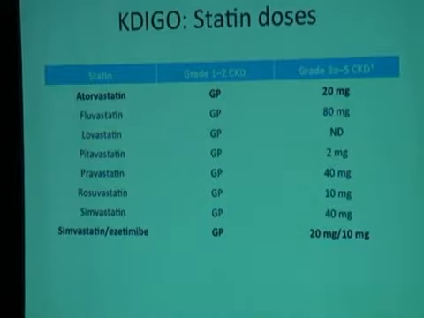In CKD grade 1 and 2, the usual dose can be given, whereas starting from grade 3 downwards, you have to reduce the dose. So these are the maximum doses that are allowed: atorvastatin 20 milligrams, fluvastatin 80 milligrams, rosuvastatin 10 milligrams. So you will have to be restricted by the GFR, not by the level of lipids.